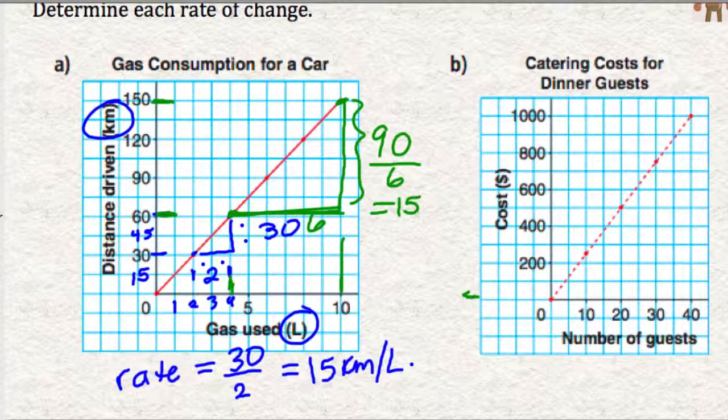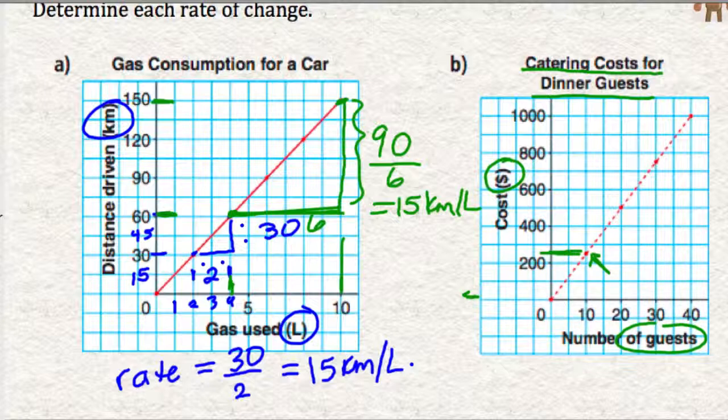So it doesn't matter, kilometers per liter. It doesn't matter which 2 ordered pairs you pick. Often the numbers would be smaller if you pick 2 points that are closer together. So let's just look at the rate here. This is catering costs for dinner guests. So how much it is per person, the cost per guest. Cost per guest. So look at that ordered pair. That is not good. I would definitely have to estimate that number.